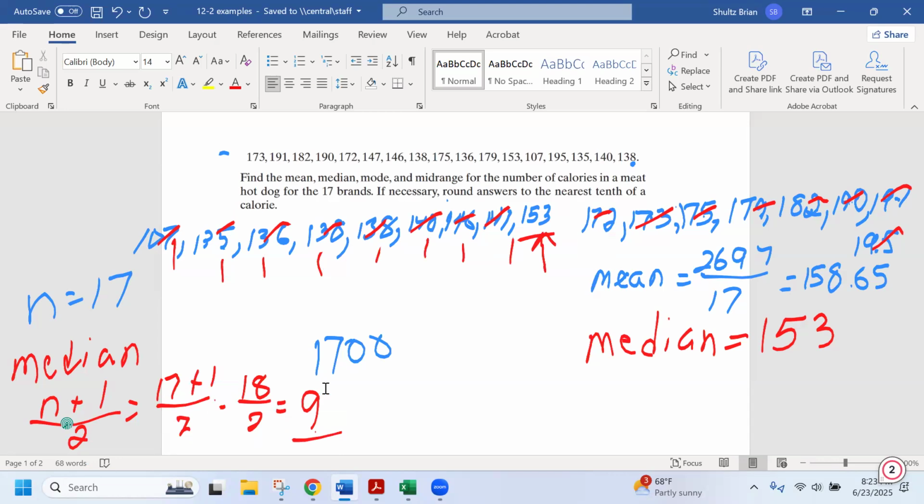Okay, mode, number that happens most often. In this case, there is only one number that repeats, and that's 138.